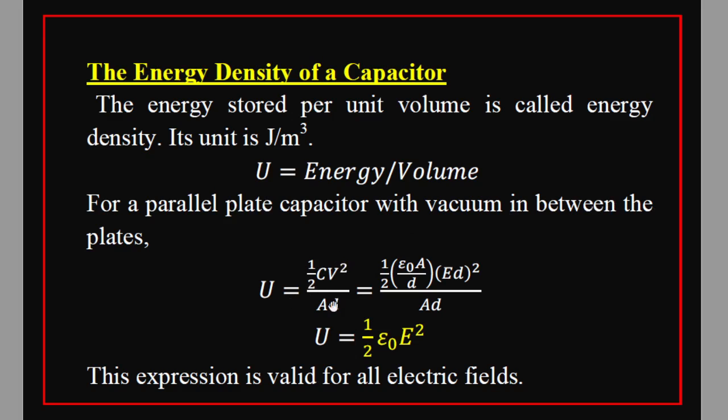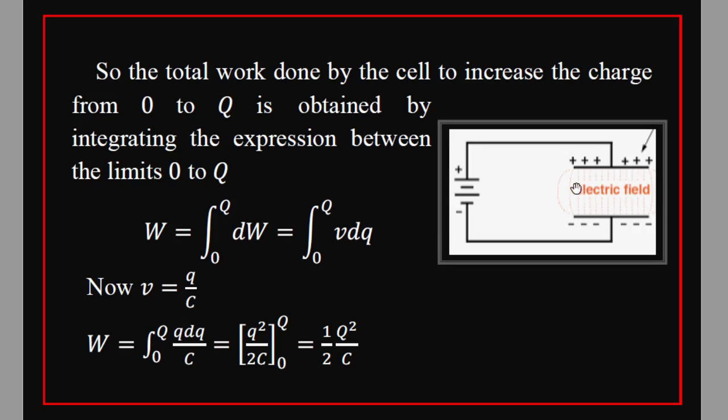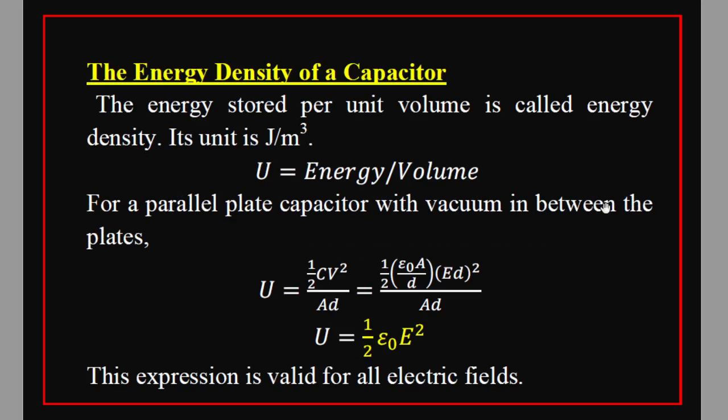Now for a parallel plate capacitor with vacuum in between the plates, we can derive: U is equal to energy, which is half CV square, by volume. The volume between the plates is AD, because the plates have an area A and the distance between the plates is D. So volume of the electric field is area into distance, that is AD. Therefore we get half CV square by AD, that is equal to half into C, which is epsilon 0 A by D, and V is the potential difference.